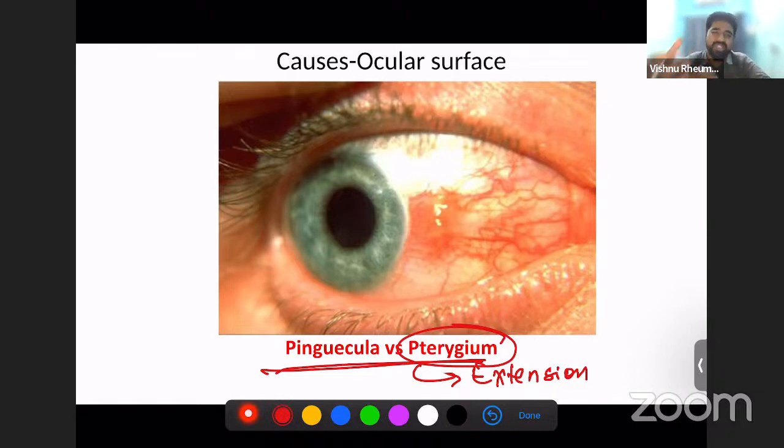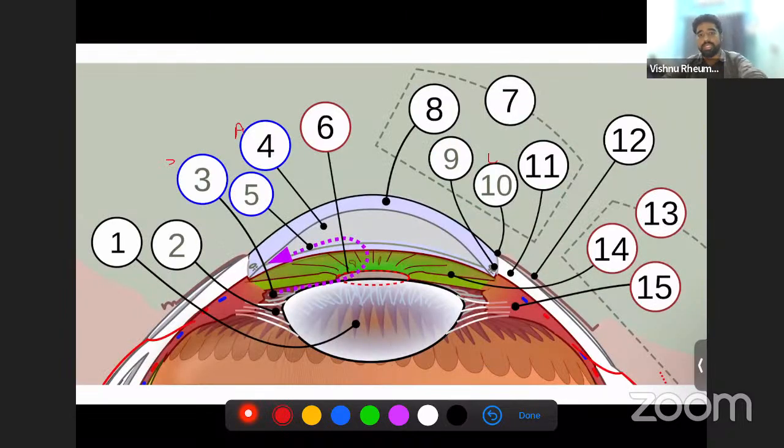And vasoconstrictor use is usually for your pterygium. If it's just a pinguecula, you use artificial tears, and it may resolve on its own, but if needed, it can always be removed as a minor surgical procedure as well. So this is something that I just wanted you to revise, because this is something we usually forget as we complete MBBS.